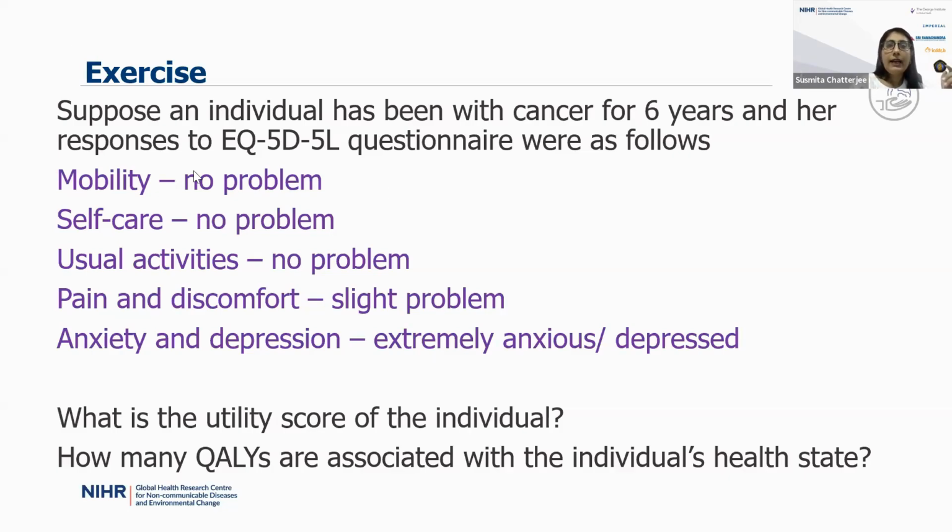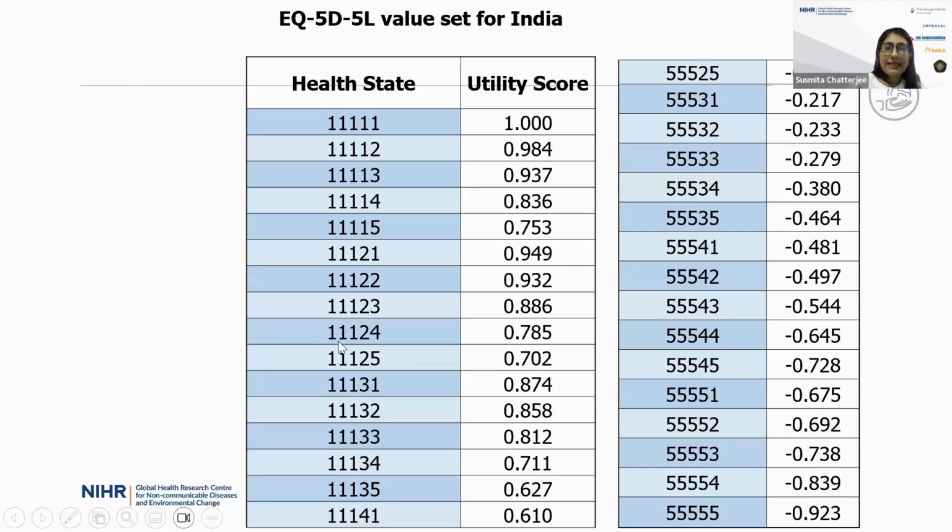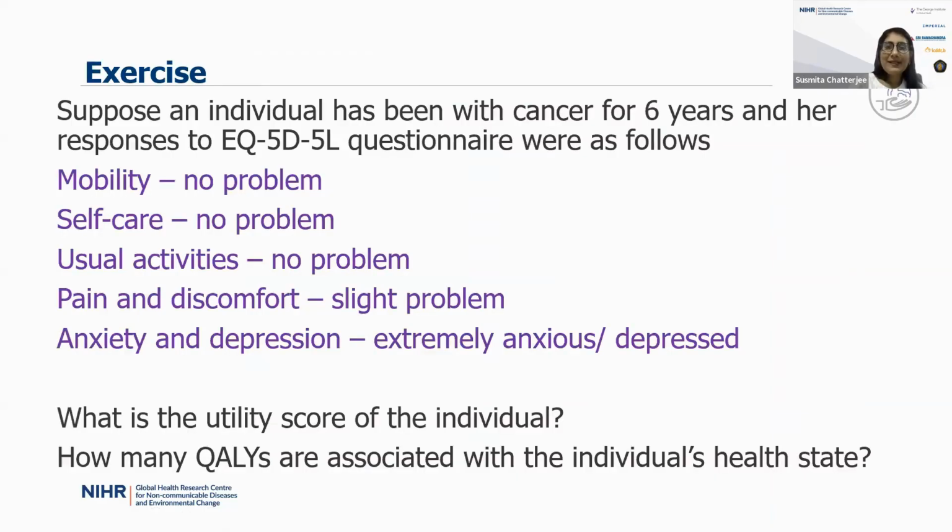So let's go back to the answer. No problem is 1, always no problem 1. Slight problem 2, anxiety, depression 5. So that means 11125 is the score I got from the EQ5D5L. If you go back to this, 11125 is associated with the score 702, right? So if you have this table, and if you administer the EQ5D5L, you easily get the utility score. You don't need to do anything. You only have to administer the EQ5D5L to your participants.